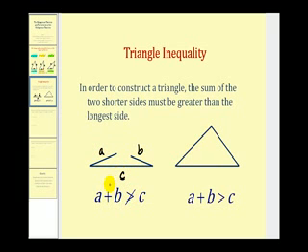So we do want to make sure that we always check that a plus b is greater than c to make sure that we can even form a triangle. Again, this would be c. Here we'd have a and b. Okay, let's look at our examples.